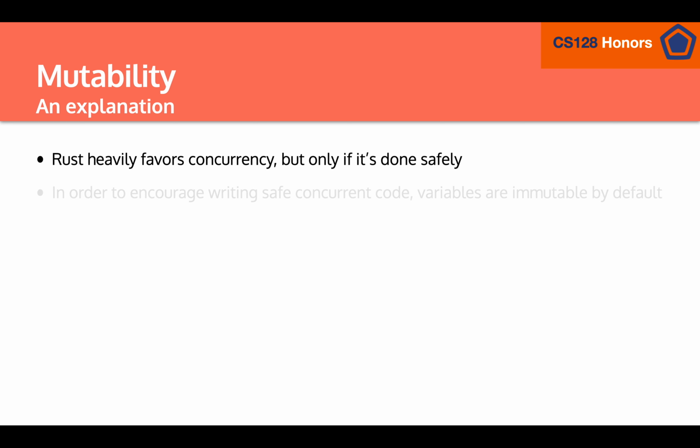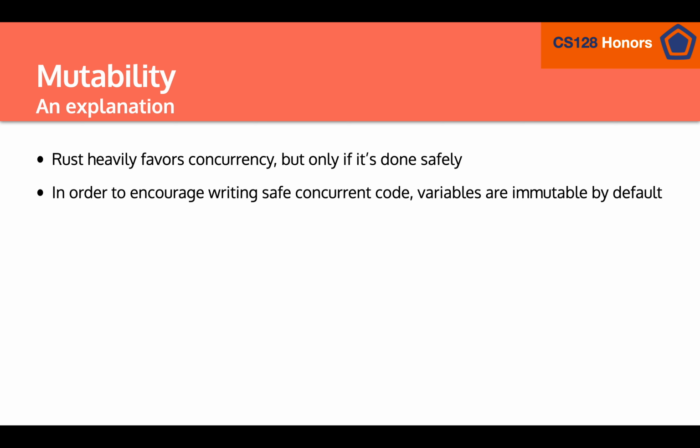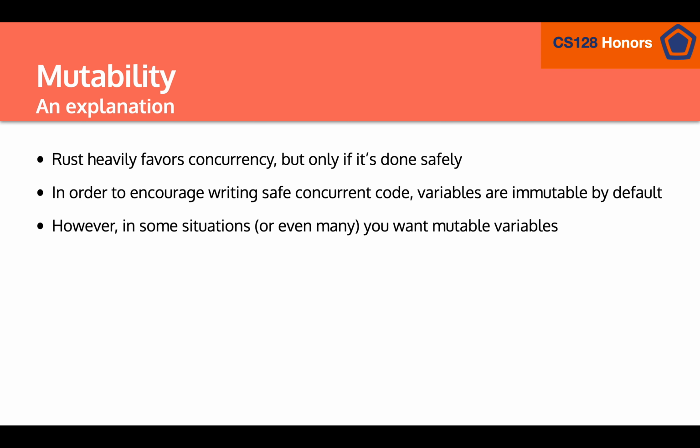So let's talk about mutability. Rust heavily favors concurrency, but only if it's done safely. In order to encourage writing safe concurrent code, variables are immutable by default to prevent race conditions and many other situations that you'll run into later this semester when we talk about concurrency. However, in some situations, or even many situations, especially early on, you want mutable variables. You want to be able to change them.